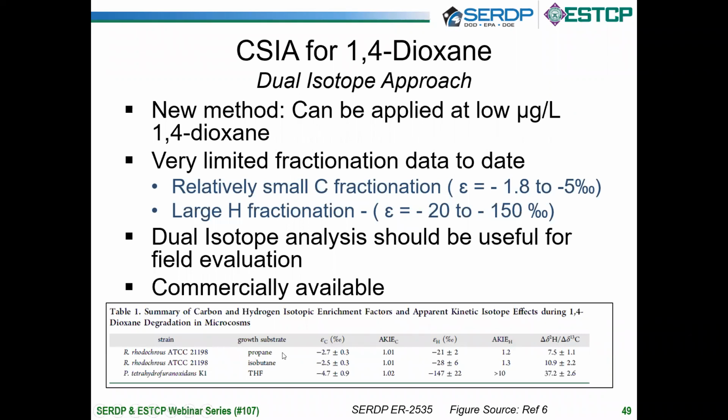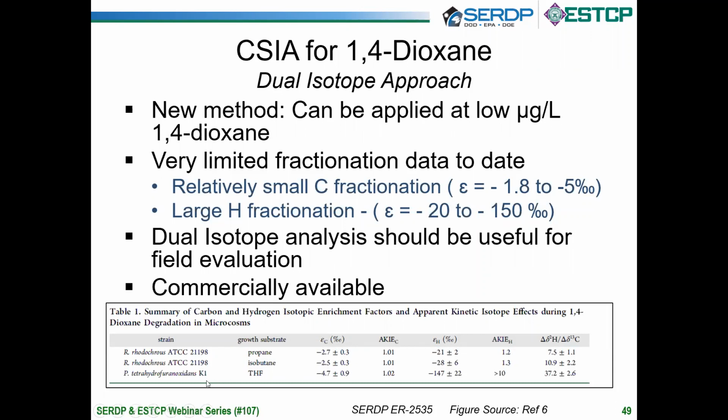We see organisms that co-metabolize this, and all three co-metabolize. They're fractionating carbon somewhere on the order of about -2.7 to -5 per mil. So not a tremendous amount of fractionation, but you're in that range where it should be something you can start to see in the field. And there's a lot of hydrogen fractionation. Now, as I mentioned previously, with hydrogen isotope analysis there's a lot more variability. You just have to live with that. But there's also a great deal more fractionation that occurs.